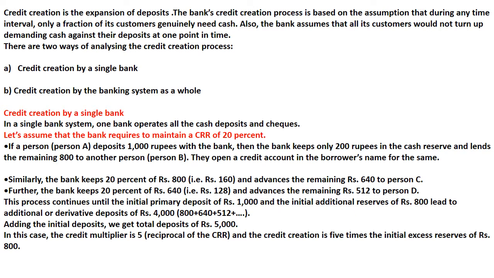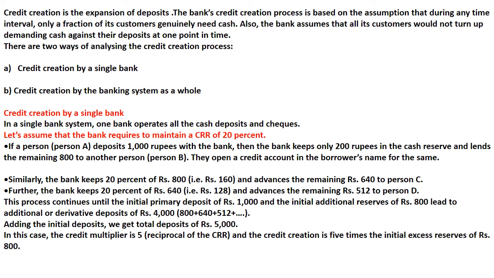So that means I deposited 10 lakh rupees, another person 10 lakh rupees, another person 1 crore rupees. Many people deposited money in that bank. The bank knows that all these people will not come and ask for their deposits in one day. It will not happen. So only a fraction of the customers genuinely need cash, and the bank can use the remaining amount of money, keeping the cash reserve ratio, right? That is the basics for this credit creation.